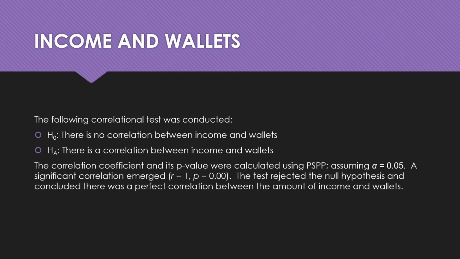Once again, we calculated using PSPP, assuming alpha is 0.05, and we found that there is a perfect correlation with R value being 1 and P value being 0.0. There is a correlation. Again, a perfect correlation between the amount of income and wallets in this scenario.